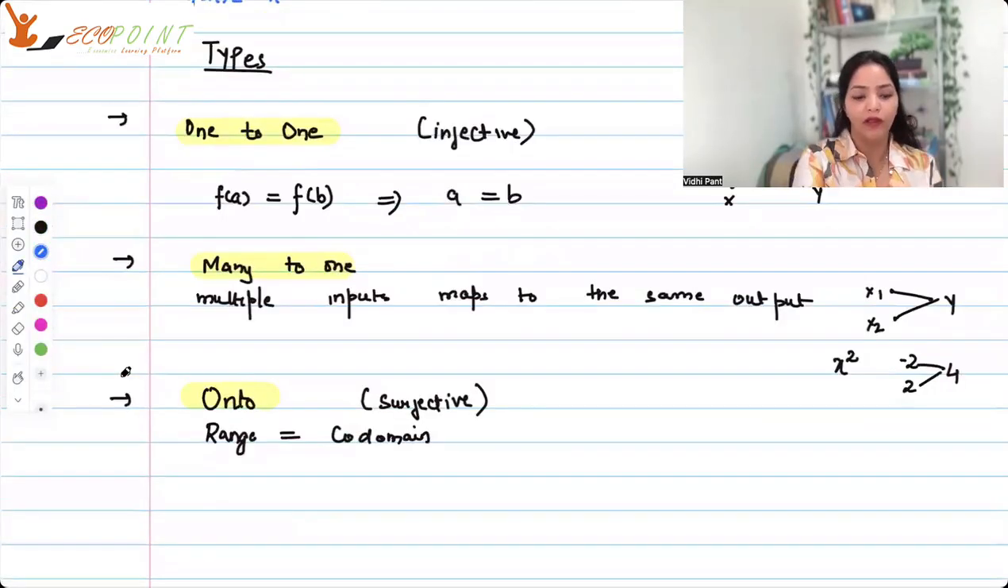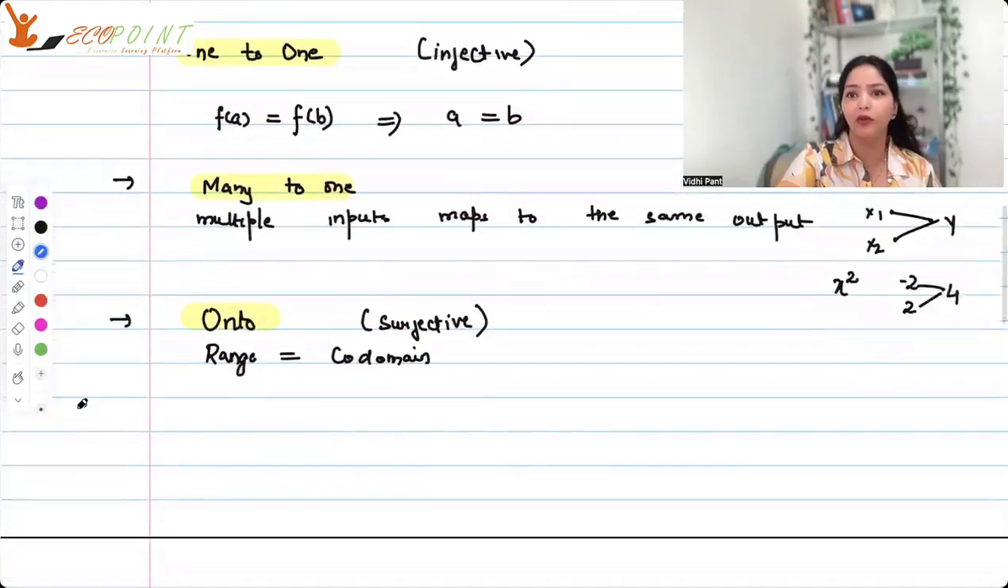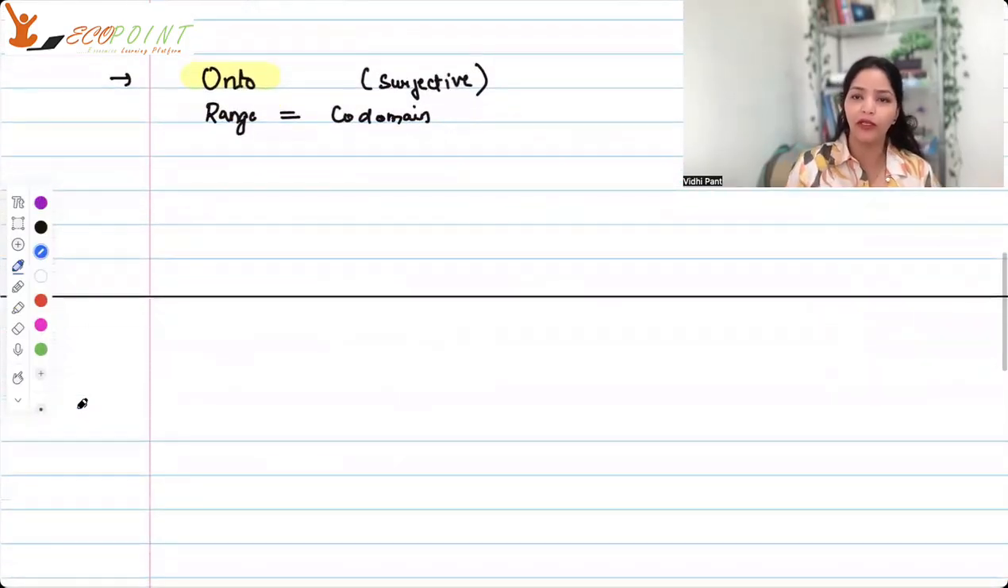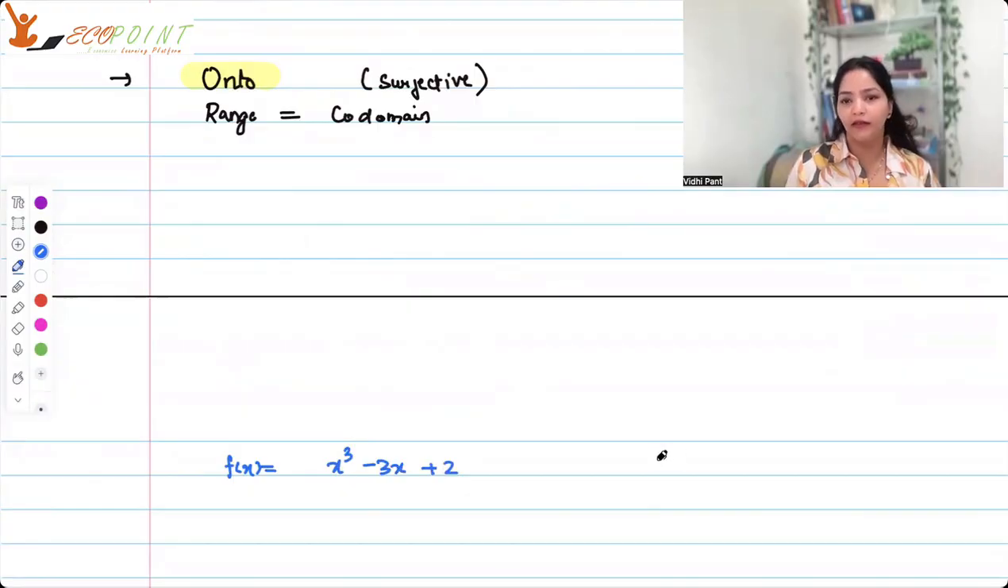Okay. Now, what you need to understand is there could be functions which are many-to-one, there could be functions which are one-to-one, there could be functions which are one-to-one and onto, there could be functions which are one-to-one but not onto, and so on. Let's look at some complicated questions and understand how to figure out whether a given function is one-to-one, onto. Let's look at f(x) equals x cube minus 3x plus 2. Let's check whether this function is one-to-one, whether this function is onto.